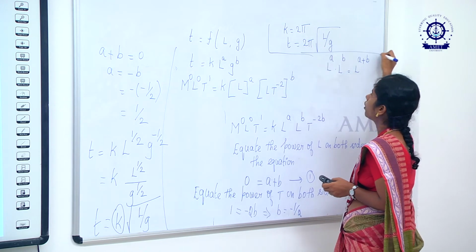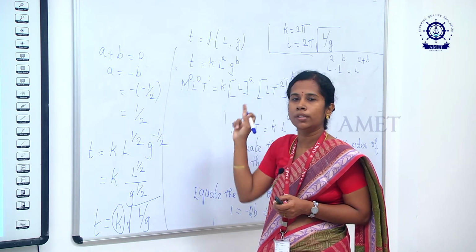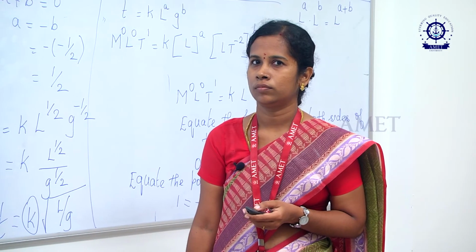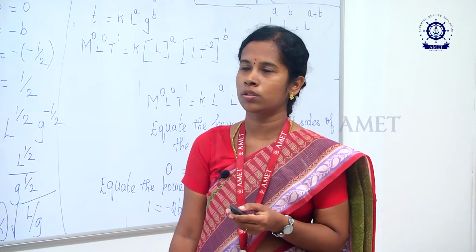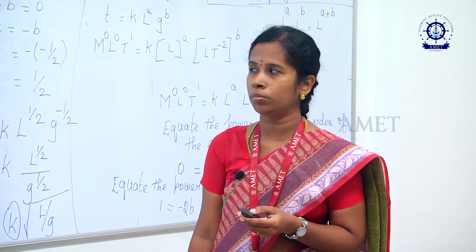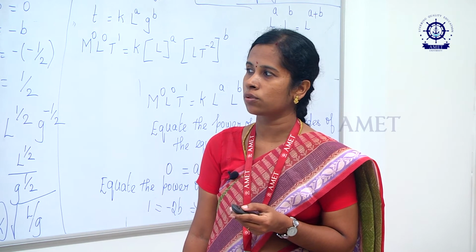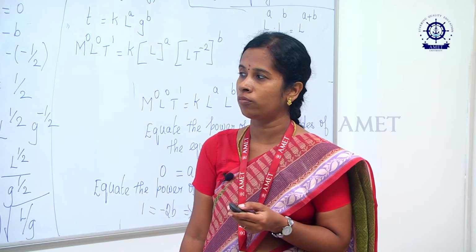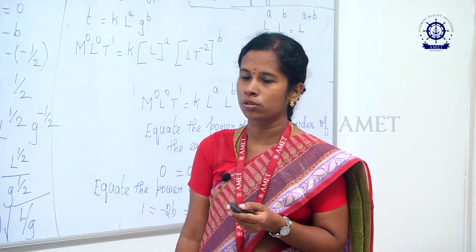This is the way we have to do the problem to find out in what way it is dependent on the other two variables. One more problem I have given as an assignment, you can try by yourself. The same method you can adopt, where I have given: find an expression for the drag force on a smooth sphere of diameter d moving with a uniform velocity in a fluid of density rho and dynamic viscosity.